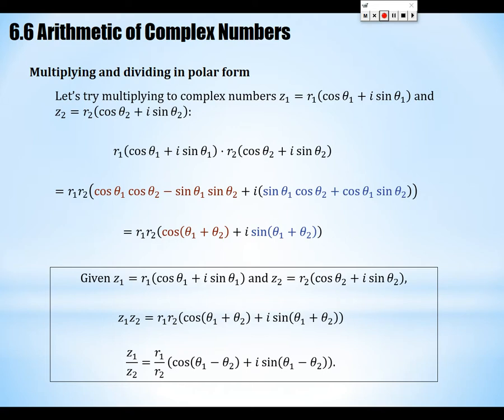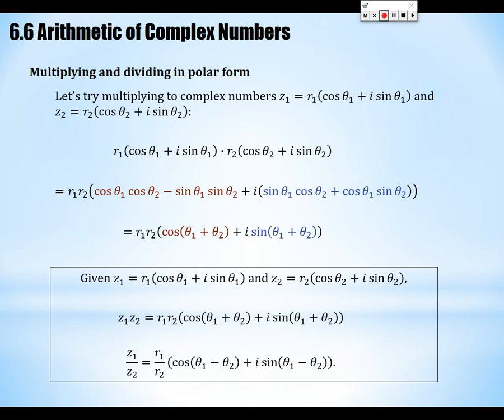For division, it works similarly. I think you would expect this to be the case, that you can work it out the same way we just did. Do this divided by this, and what you'll get, unsurprisingly, is R1 over R2 out front, because you're doing this divided by this. And instead of the sum, you'll get the difference of the two angles when you divide. I'll give you a second to digest that. This is us just developing this first formula.